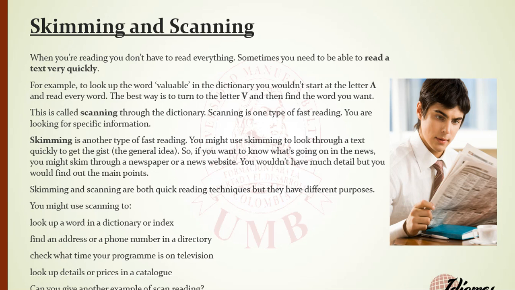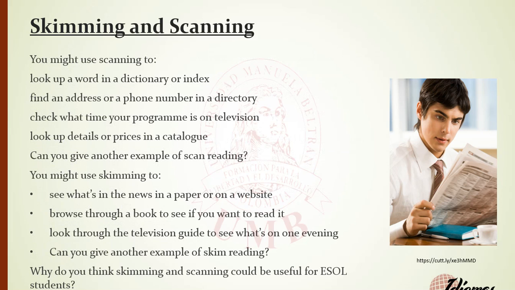I have an example. This is a text about skimming and scanning, and we're going to do that. First, we need to do a previewing. In the previewing, you have to see the title, the important words. You can see that there are some words that are in bold, like read a text very quickly, scanning, skimming. You can see a picture where you can see a man who is reading the newspaper. And if we continue, we have some bullets where you have maybe specific information. So you need to focus on that, okay?